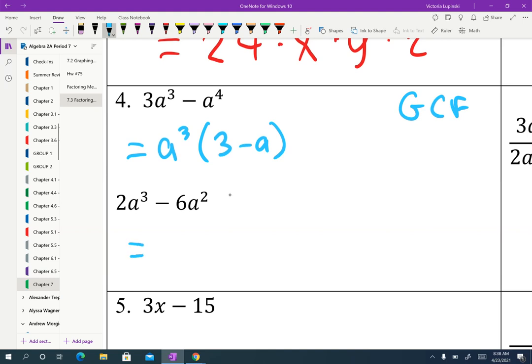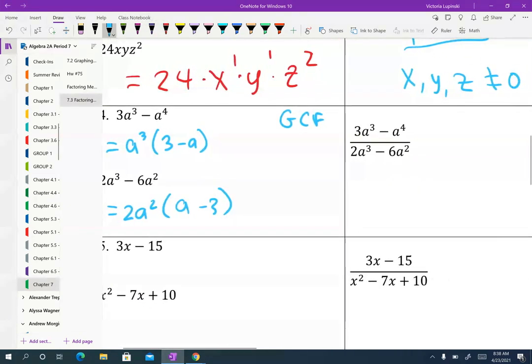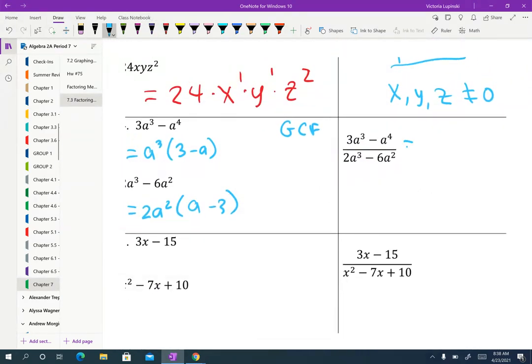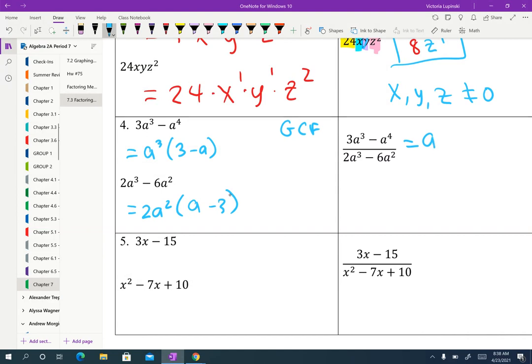The greatest common factor in the second pair is both a 2 and an a squared. So 2a squared times what is 2a cubed? That's a, and then minus 3. Again, the whole point of me setting the notes up like this is so that you could now very easily take your fraction and simply put in the factorization, whereas tonight you're going to kind of do that in one step instead of 2.